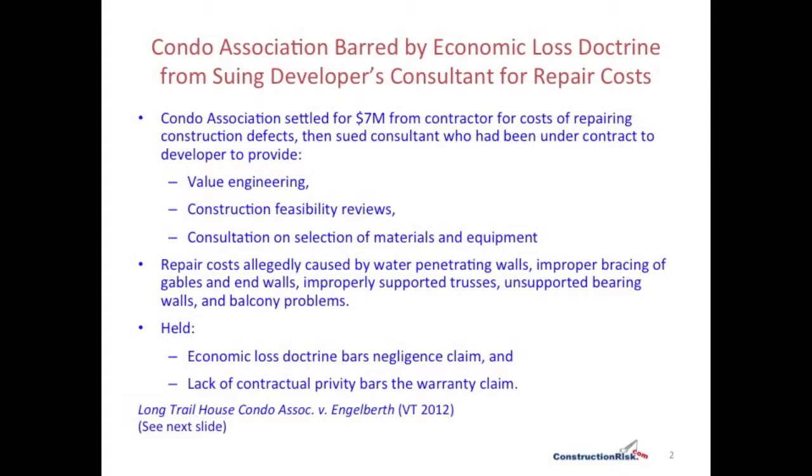So the association tried to sue the consultant that had worked for the original project developer, who had been under contract to the developer to provide value engineering, construction feasibility studies, and consultation on the selection of materials and equipment. The court held that that action was barred by the Economic Loss Doctrine because it was a negligence claim. And there couldn't be a breach of warranty claim because there was no contract. They lacked privity of contract. So the court said no implied warranty was owed.